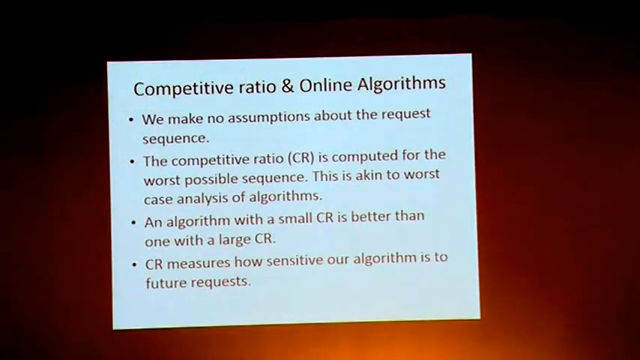Right? You don't just look at your favorite sequence and then compute the ratio on it and say, oh, my algorithm is so competitive. Over all possible request sequences, you would look at how poorly your algorithm performs compared to the best and then compute it. So in that sense, it is akin to what's called the worst case analysis of algorithms. Clearly, an algorithm which has a small competitive ratio is better than an algorithm which has a large competitive ratio. And in some sense, it measures how sensitive our algorithm is to future requests or to future inputs.